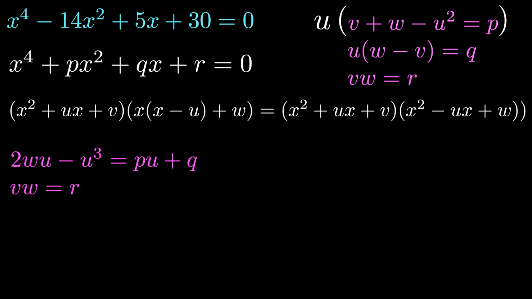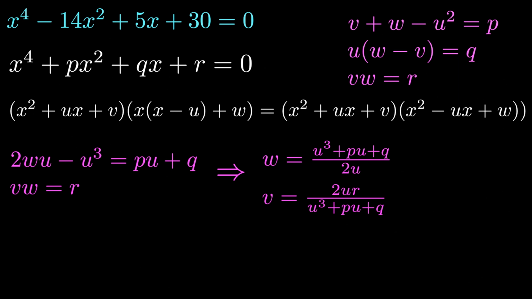If we solve for w in our first equation, we can then substitute this value into our second equation to get v. Doing so, we have w is equal to (u cubed plus pu plus q) divided by 2u, and we have v is equal to 2ur divided by (u cubed plus pu plus q). Now remember, we know the values of p, q and r. All we need to do is figure out what u is now.